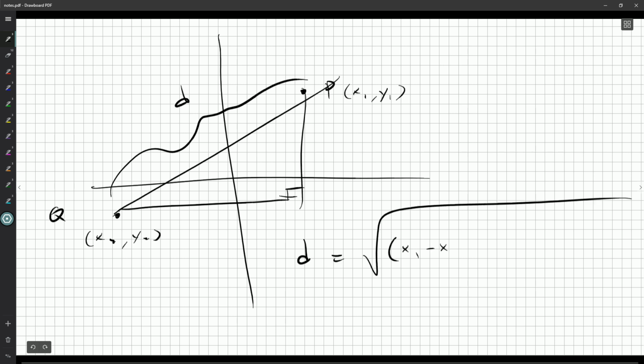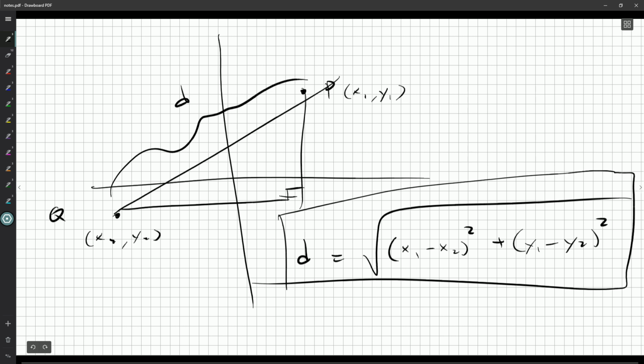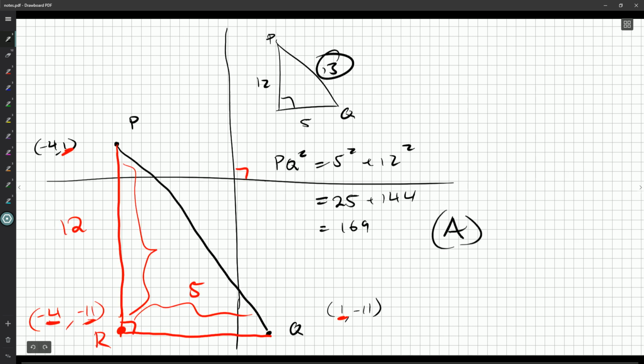It's the difference in the x coordinates squared. Doesn't matter which one, do x1 minus x2 or x2 minus x1, because you're just going to square it, so it doesn't matter. And then the difference in the y coordinates squared. And so if you memorize this formula, this question wouldn't be any trouble at all. And even if you don't have that memorized, it's very easy to reproduce the nice little right angles here to get us our answer.